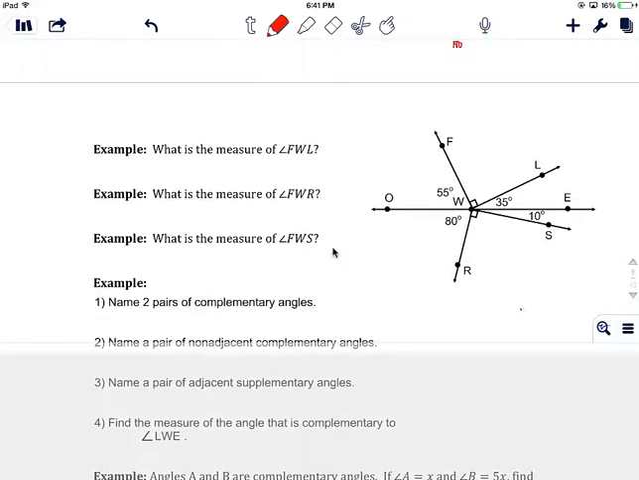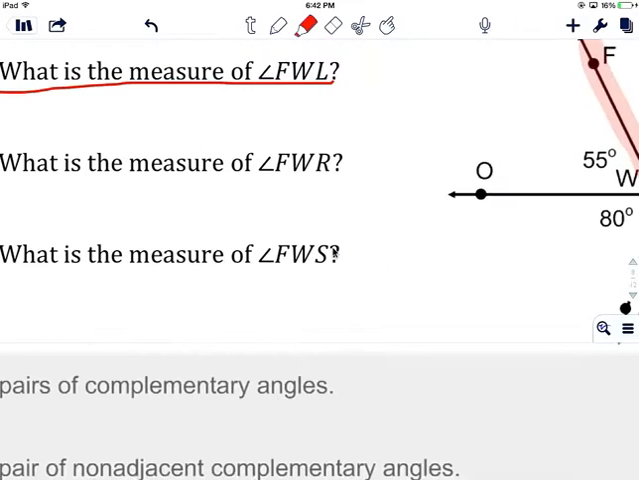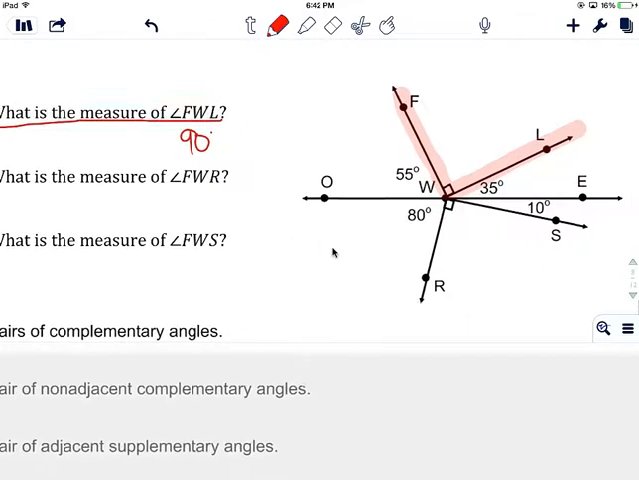Okay, so you're not going to only identify them. You're going to have to find measures using the pieces of information here. So, first example here, what is the measure of angle FWL? If it helps, highlight FWL. Oh, a box is labeled there. Remember, the box means 90 degrees. So that one was pretty easy. What's the measure of FWR?